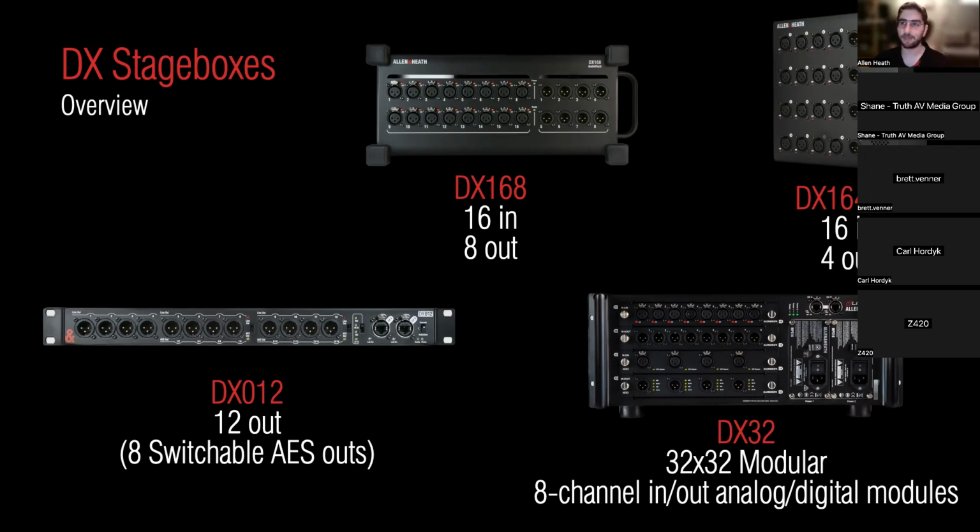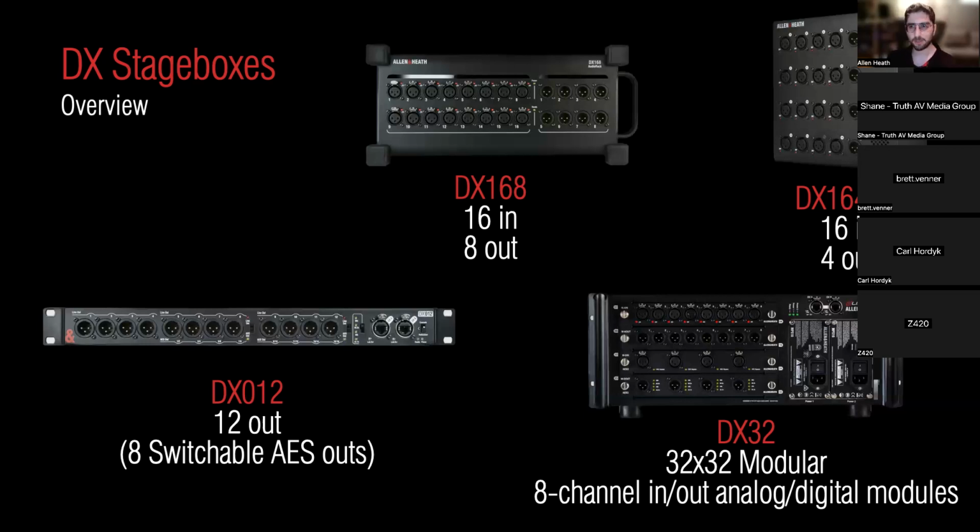Say if you have an SQ and you're doing a bunch of stereo IEMs, you can just add a DX012, put it on stage, and that will give you 12 additional XLR outputs or AES outputs if you needed to feed your IEM system. So when you really need to build up your outputs, that's a great way to add some.